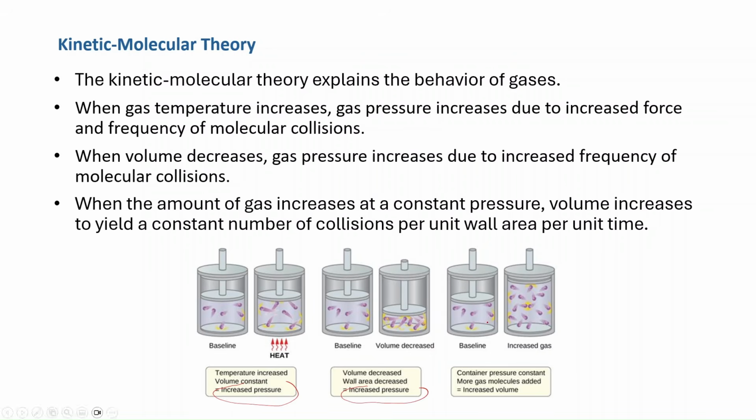Or you have a number of molecules, and you want to maintain the same pressure, but you add more molecules. Well, the only way the number of collisions per surface area does increase is by increasing the area. So that means that volume increases. So the kinetic molecular theory explains what we have seen with ideal gases.